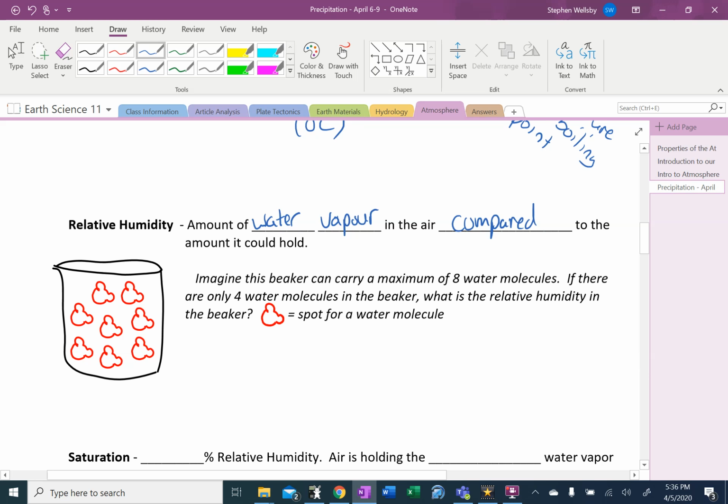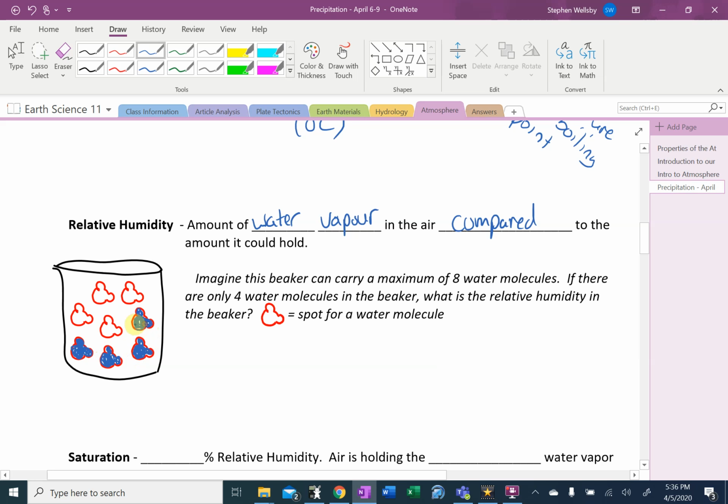So let's say we have a beaker here, and in this beaker, it's a very small beaker, there's only enough room to hold 8 water molecules. That's the maximum number of water molecules that you could fit in this beaker. Now let's say there are only 4 water molecules in this beaker. So let's fill these up. We've got this water molecule, this water molecule, this water molecule, and this water molecule. So we have 4 water molecules in the beaker. The most that this beaker could have possibly held was 8.